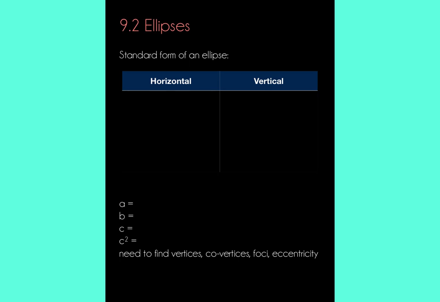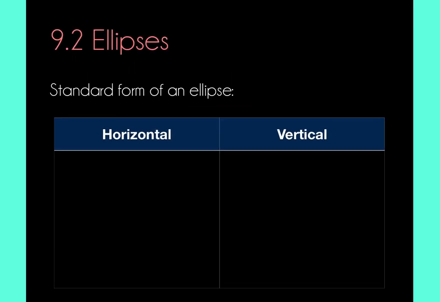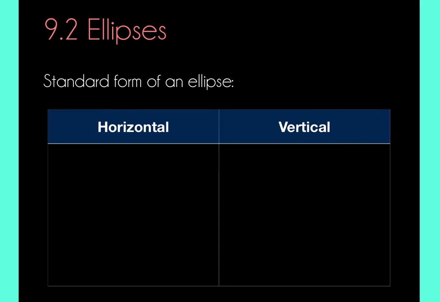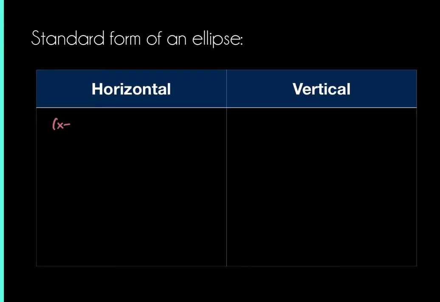All right, 9.2 is ellipses. So the standard form of the ellipse, they're either, again, horizontal or vertical. If it's horizontal, it is x minus h squared over a squared plus y minus k squared over b squared equals 1.